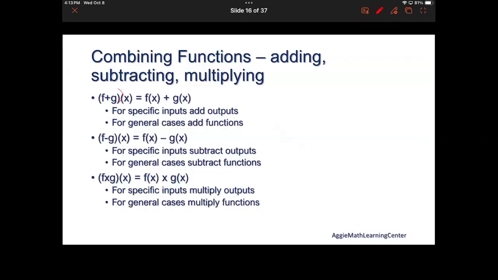Following? Okay. Same deal with multiplication, exactly how you would think. For specific inputs, multiply outputs, like if I specify which number. For general cases, multiply the functions. If I want to know the expression, that's also a roadmap for what to do. I need to multiply the whole function f of x times the whole function g of x. So those ones are probably just about what you were thinking.